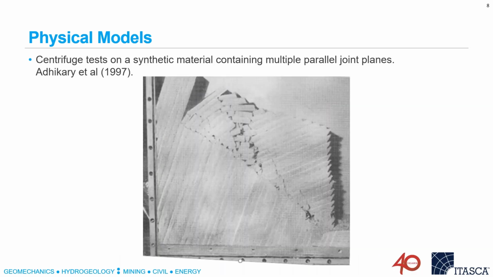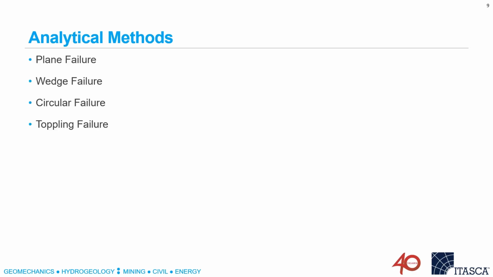Methods which are still used today are centrifuge tests, and this is an example from 1997 of a synthetic material with multiple parallel joints. And again, we'll look at the results of this test in a numerical model later on in the presentation. But that's about it for physical models. Very expensive, very hard to do. And fortunately, computers came along.